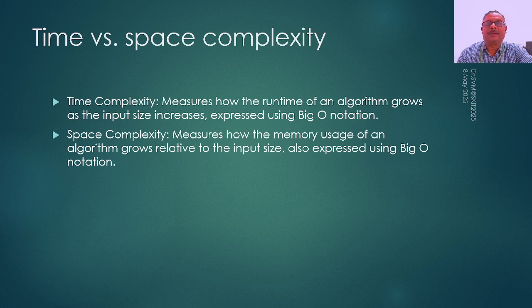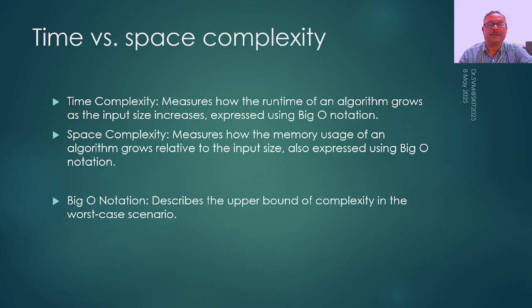The other side, we have space complexity. It measures how much memory usage an algorithm needs and how relatively the requirement of the memory grows as the input size grows. Again, we do use a big O notation for that. Now the question is what the big O notation is. So big O notation describes the upper bound of the complexity in the worst case scenario.